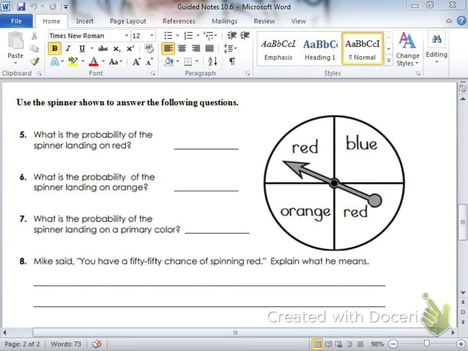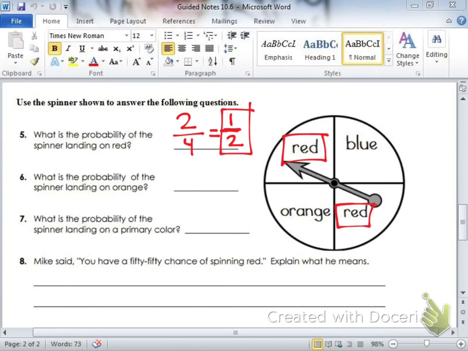What is the probability of landing on a red? So now red is considered a success. There's a red. What's down here though? Yeah, there's 2 possible ways to get red. How many possibilities are there? 4. And 2 over 4 reduces to what? 1 over 2. So the probability of spinning a red is 1 over 2.